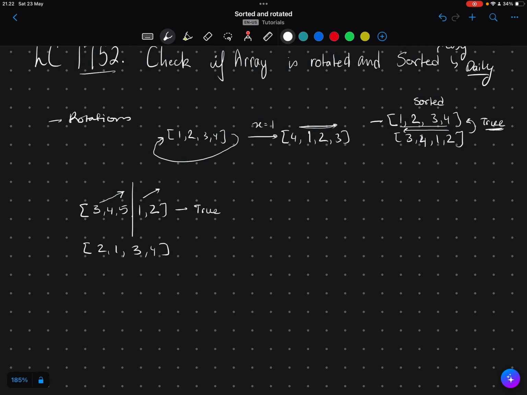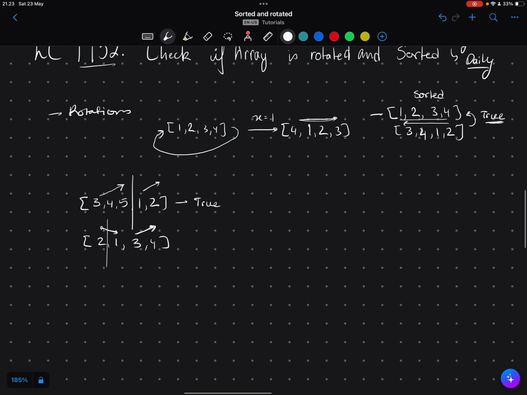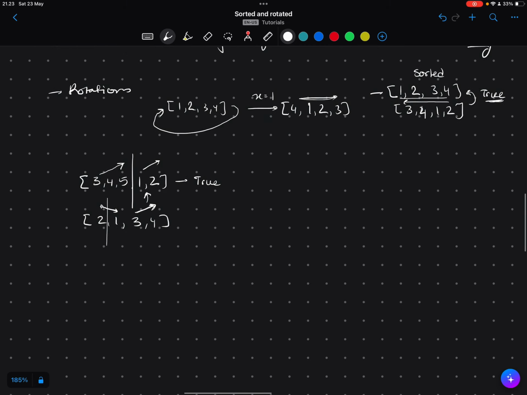So let's consider the values in the array. 3, 4, 5 sorted, there's a drop, and then it's sorted again. Now let's consider 2, 1, 3, 4. Essentially it is not sorted and then it is sorted, right? We have a drop over here, and then we have a sudden increase over here. Don't worry about the sudden increase, but we had a drop, right? And the portion after the drop was not uniformly sorted, unlike this example over here where there was a drop and it was uniformly sorted right after.